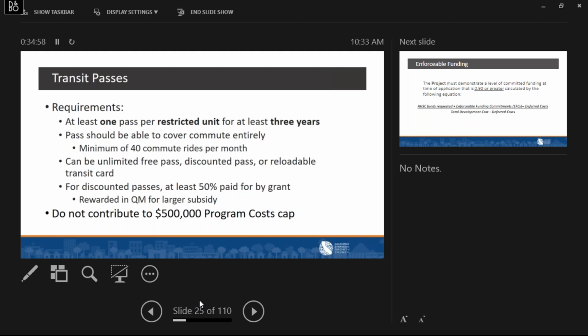You are rewarded in our benefits calculator tool that is looking at avoided emissions for providing a larger subsidy. So it can be to your benefit to increase it above 50%. And these costs don't contribute to the $500,000 program cost caps that we have. So this is, if you are, for whatever reason, requesting $500,000 in transit passes for residents of your affordable housing development, you will have additional funds available to fund other programs.